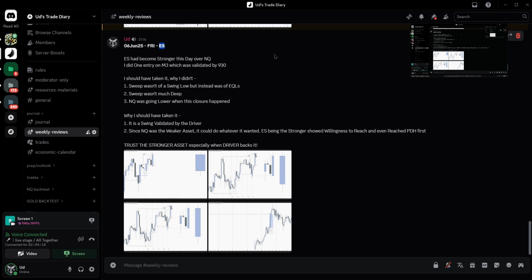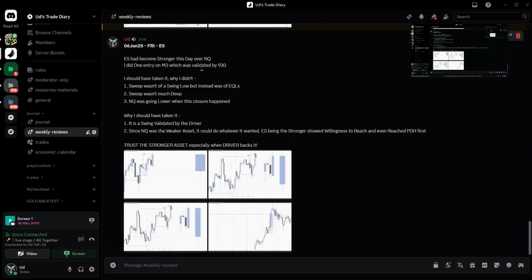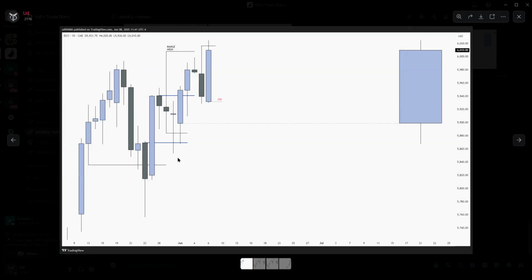what happened was NQ became weaker all of a sudden, and ES became the stronger asset. So framing the stronger asset for long. Okay, what was the draw? The draw was previous day's high. All right. Why? I will talk about it in a bit. Okay, let me talk about it now.